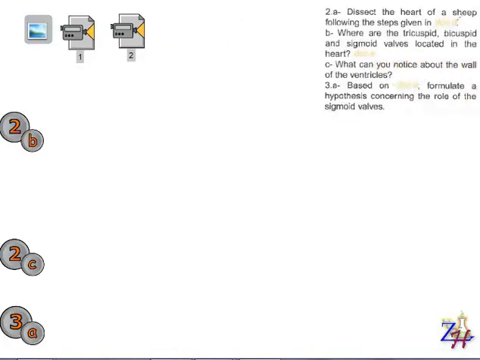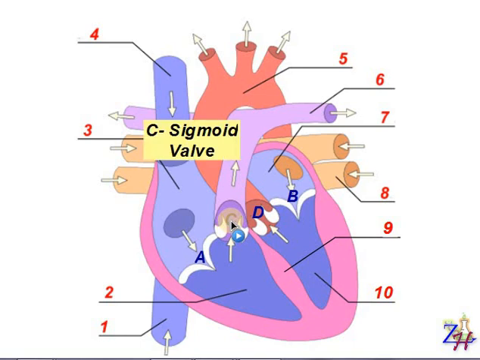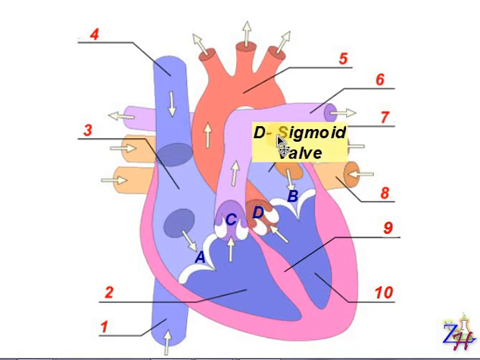They also want the sigmoid valve. Now, the sigmoid valves are these valves right here. This is called the sigmoid valve, and this is also called the sigmoid valve. The first sigmoid valve is located between the right ventricle and this vessel, which is the pulmonary artery, if you remember. While the second sigmoid valve is located between the left ventricle and the aorta.